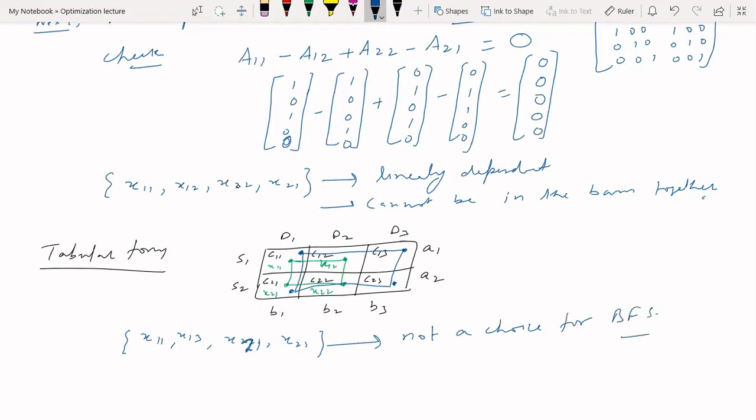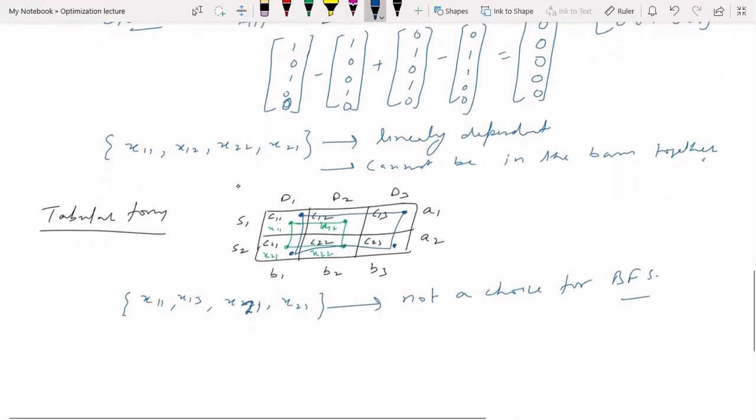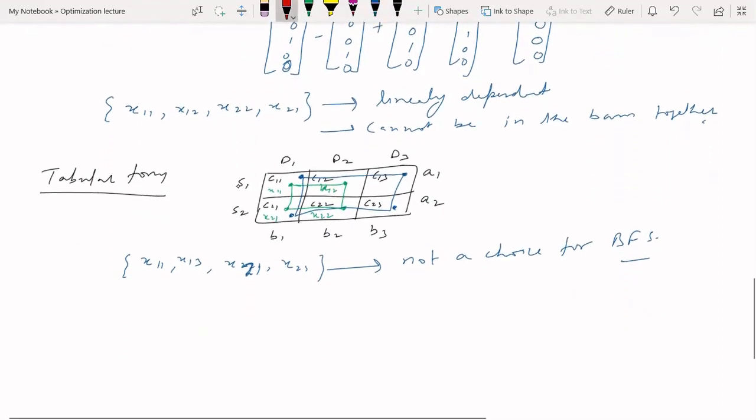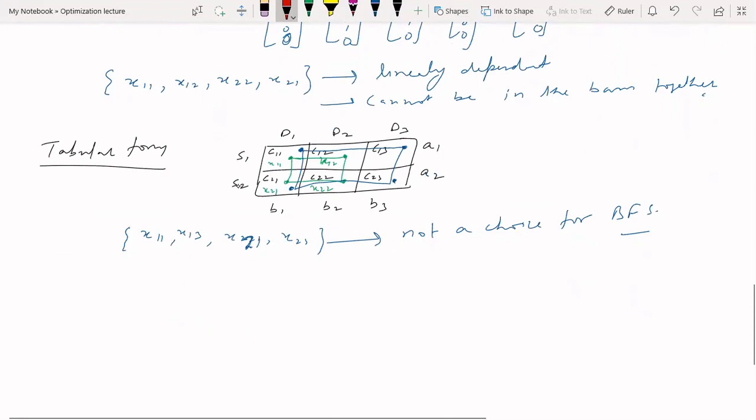Because they are forming a closed loop type structure, and the columns of these four variables in the A matrix will also be linearly dependent. So then the question is, which of the variables should be taken into the basis? I have to choose those four variables which do not form a closed loop type structure.